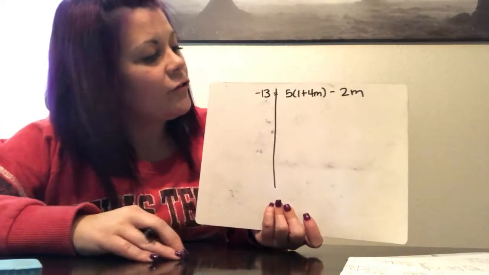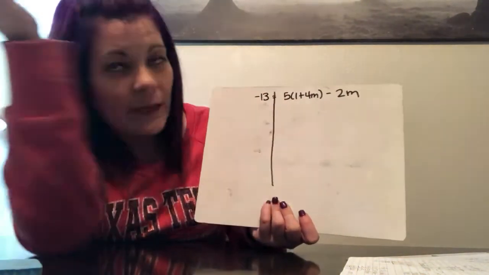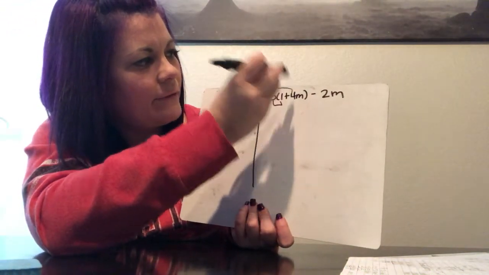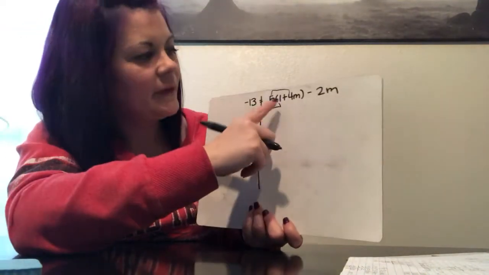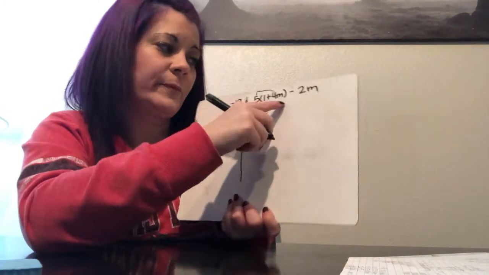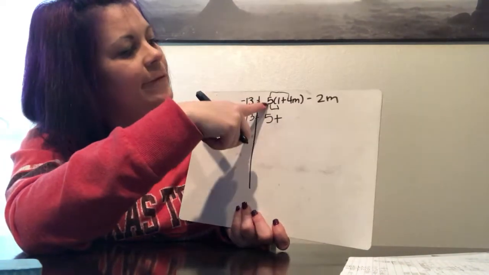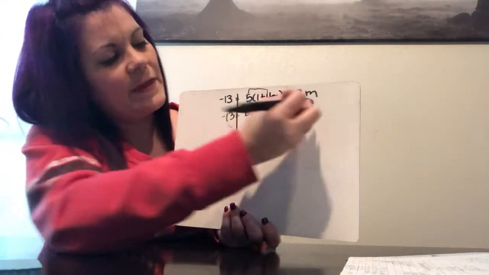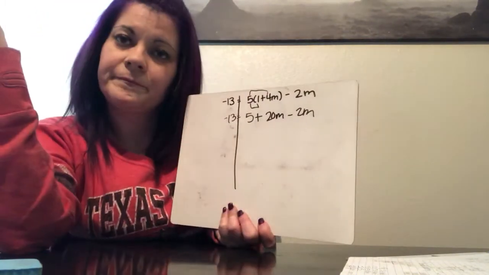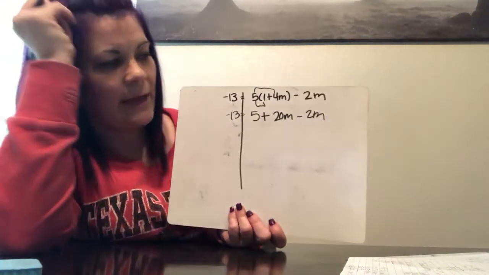Okay, first step is distributive property. Yes, distributive property, the 5. The 5 goes to the 1, the 5 goes to the 4. So we just bring the negative 13 down there. 5 times 1 is 5, plus we keep the same operation. 5 times 4 is 20, and the m. And then we can just bring down the minus 2m as well, because there's no distributive property. We just bring it down.